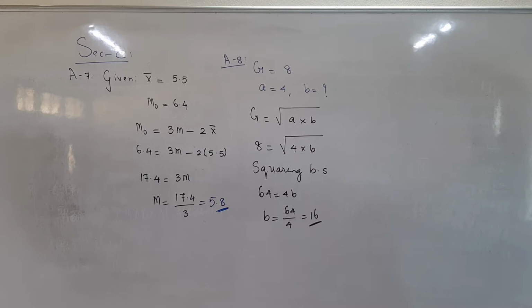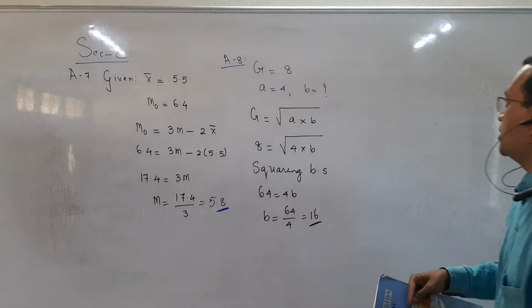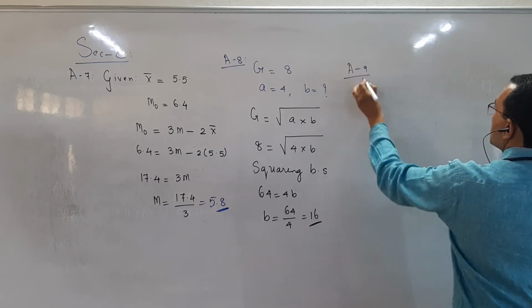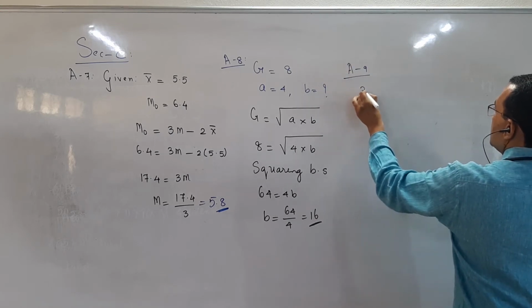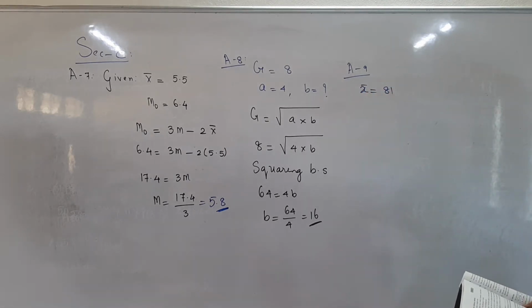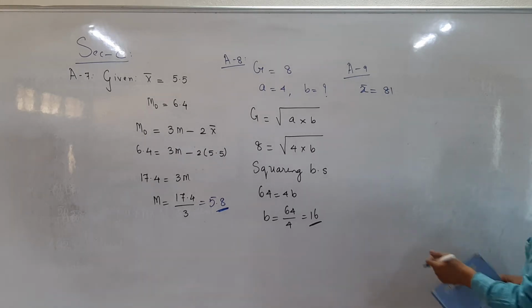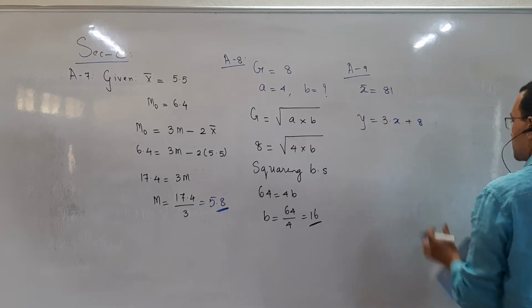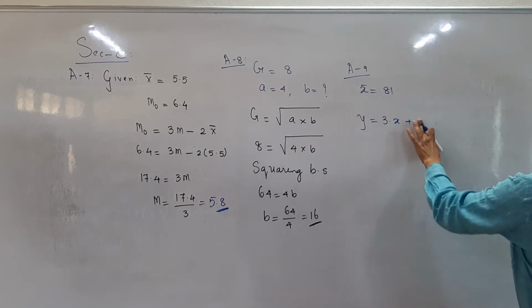Now, students, pay attention. The mean weekly production of a factory is 81 units. Answer 9. So the mean, x bar, is equal to 81. Find the mean production cost if the cost is given by the variable y is equal to 3 into x plus 50.